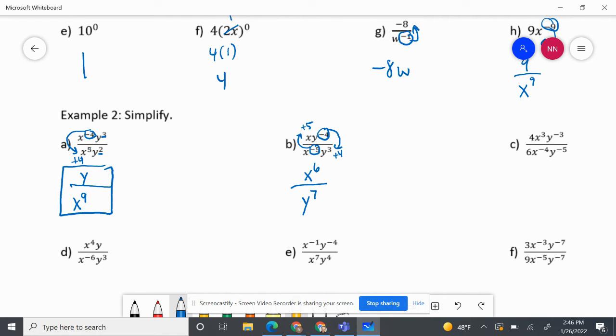Looking at letter C, the first thing we're going to do is simplify the 4 and the 6, and that becomes 2/3. Our negative exponent, we bring it up. We add 4, so that becomes x to the 7th. Here, both of them are negative, so we switch. That becomes y to the 5th on top. It becomes y to the 3rd on the bottom. There's more y's on top, so we put the y on top. There are 2 more y's, so we put y to the 2nd.